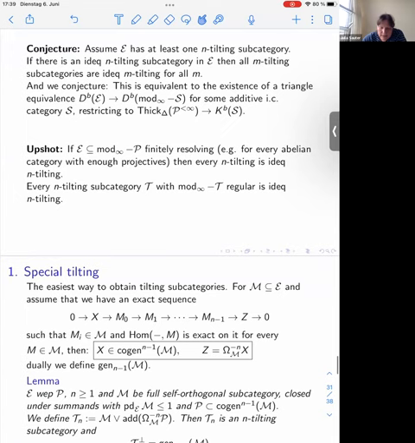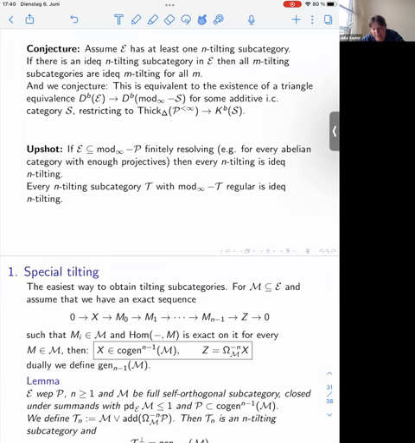So if you don't have enough projectives, the problem is, I don't really understand Keller's proof of Ricard's result for functor categories. That is the problem here. And else this conjecture would be trivial. So the conjecture is E has at least one n-tilting subcategory.